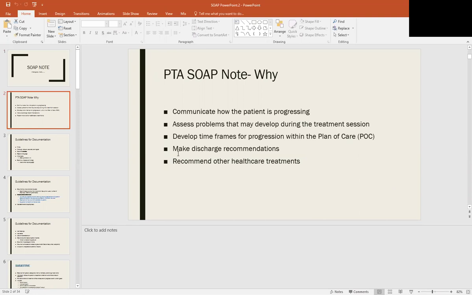And this helps make discharge recommendations and recommend other healthcare treatments. And on that, make discharge recommendations as a PTA, that is some wording that you'll have to be careful with, and we'll go into that a little bit more in a later slide.